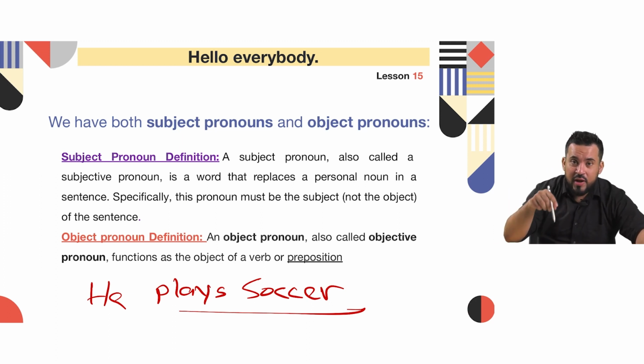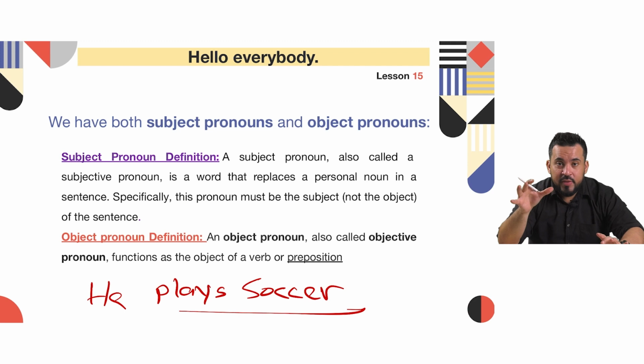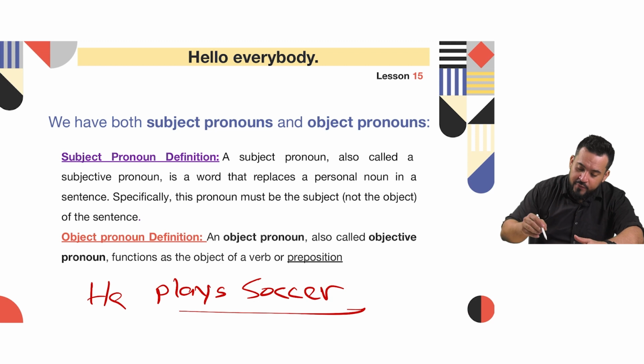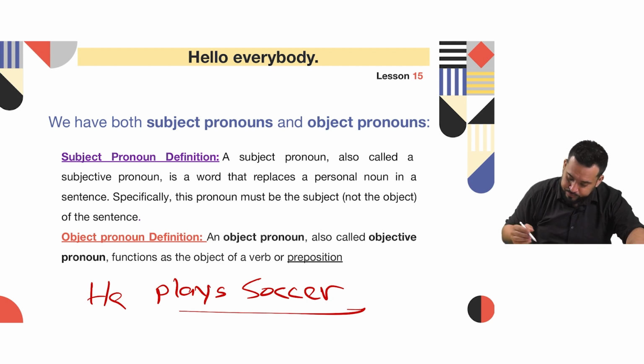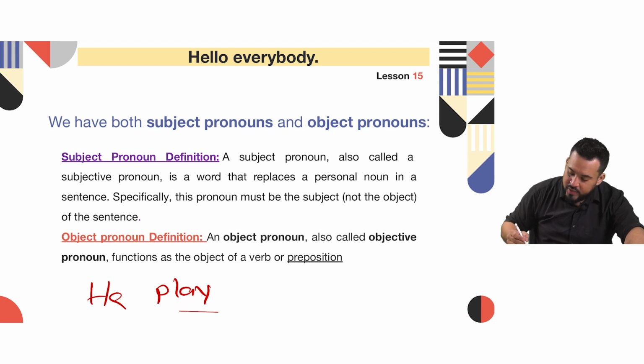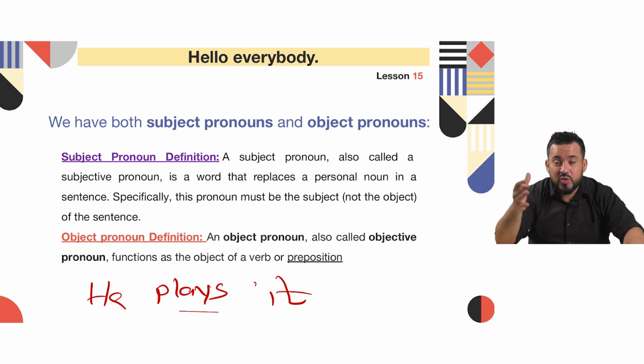Now, object pronoun is the same idea, but instead of removing the subject, we remove the object. So if we say he plays soccer, we will say he plays it. It would refer to soccer because soccer is a non-living thing. Okay, so we will say he plays it, which is soccer.